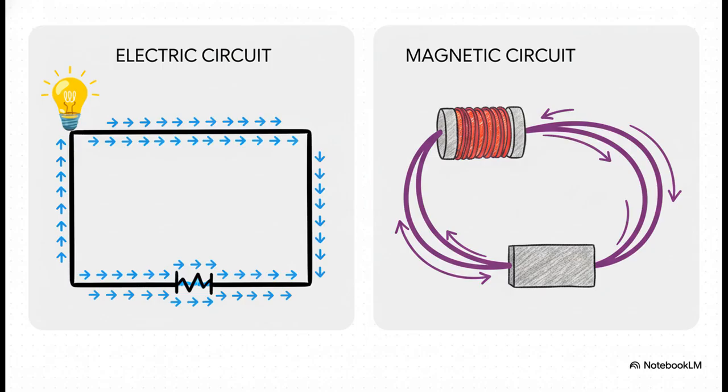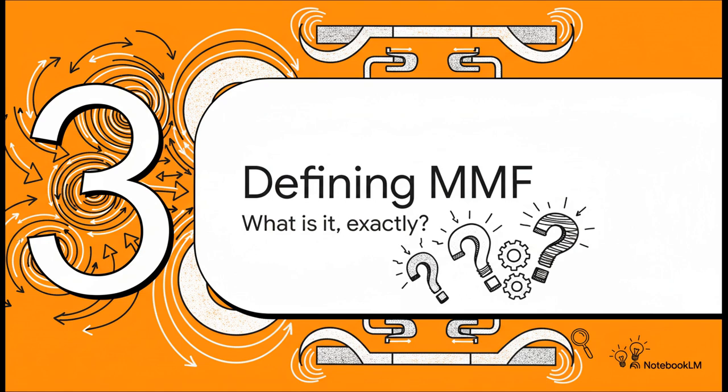Now look over at the magnetic side. The push is called Magnetomotive Force, or MMF. What does it push? The magnetic flow, which we call flux. And that flux also faces an opposition, called reluctance. Do you see that beautiful parallel? Voltage is to MMF what current is to flux. It's a perfect analogy. All right, let's move on and give this force a proper name and definition.